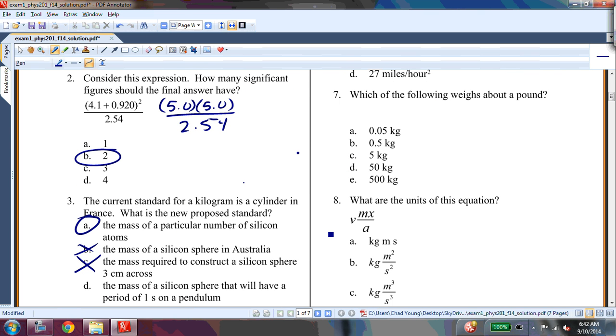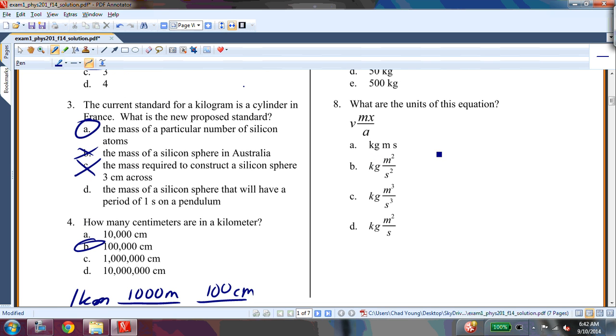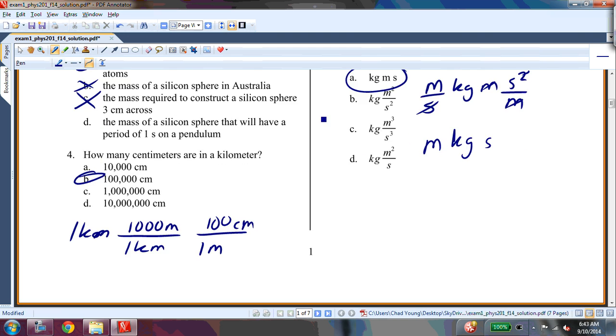Which of the following weighs about a pound? Well, a kilogram is about 2 pounds. So a half a kilogram is 1 pound. What are the units of this equation? I have meters per second, kilogram, meters, second squared over meters. That's 1 over A. Meter, kilogram, seconds. A is the right answer.